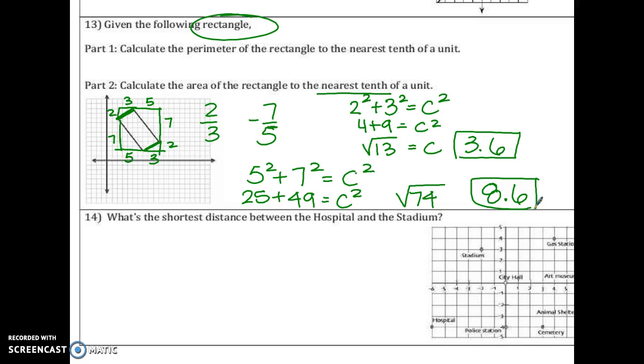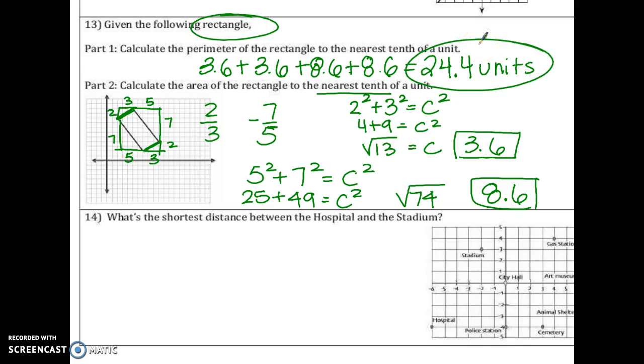If we want the perimeter, we add up all 4 sides. So 3.6 plus 3.6 plus 8.6 plus 8.6. And that is 24.4 units.